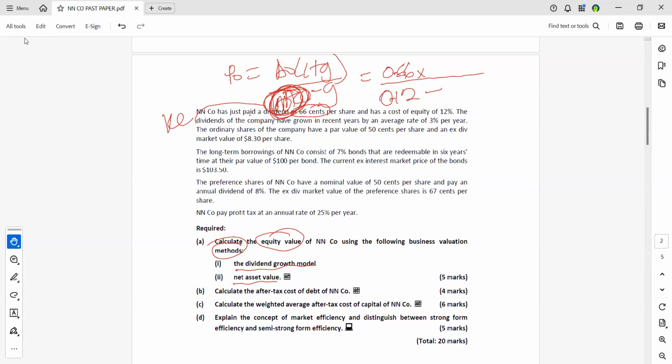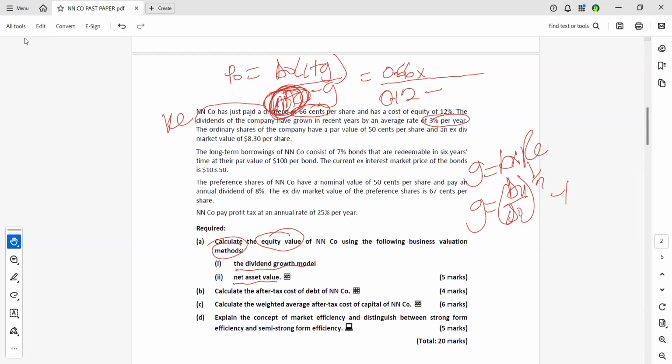Let's proceed. So the dividends of the company have grown in recent years by an average rate of 3% per year. You remember I gave you two formulas that we use to calculate the growth rate. I said we can use the Gordon's growth model, which is calculated as this, or you can use the averaging method. So the examiner has used his averaging method, and his averaging method has given us 3%.